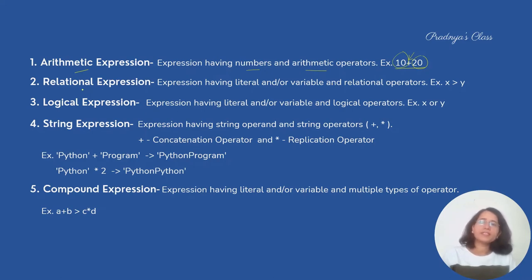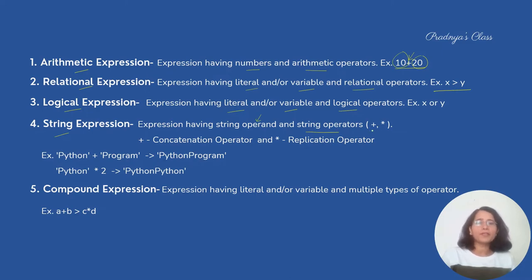The second one is relational expression. From name itself, we can define the expression which is having relational operators along with literals or variables. Here is an example of relational expression. The third is logical expression. Logical expressions will have logical operators and variables or constants. The fourth one is string expression. In string expressions, we will have some string operands and the string operators.